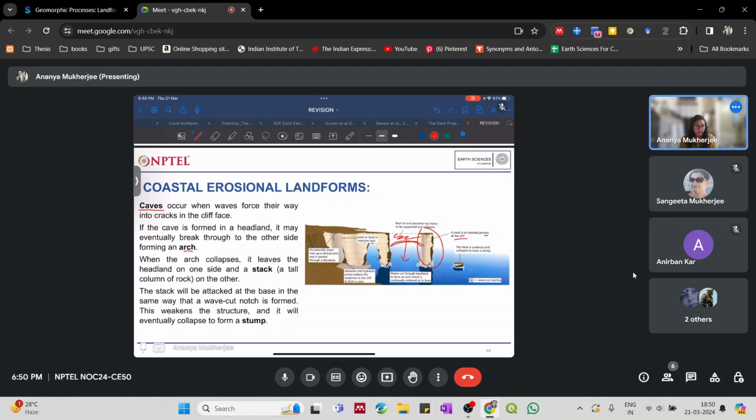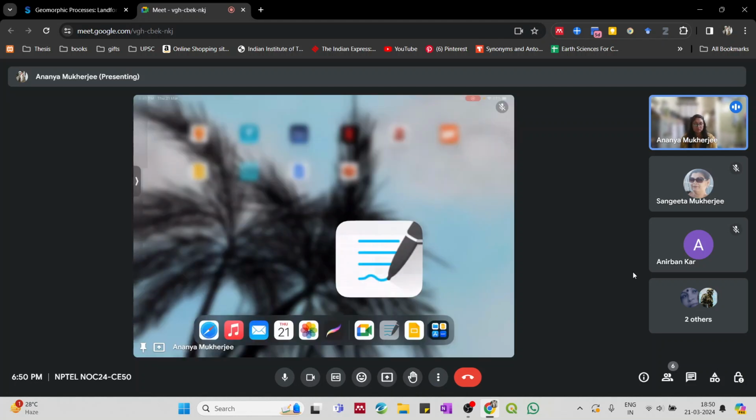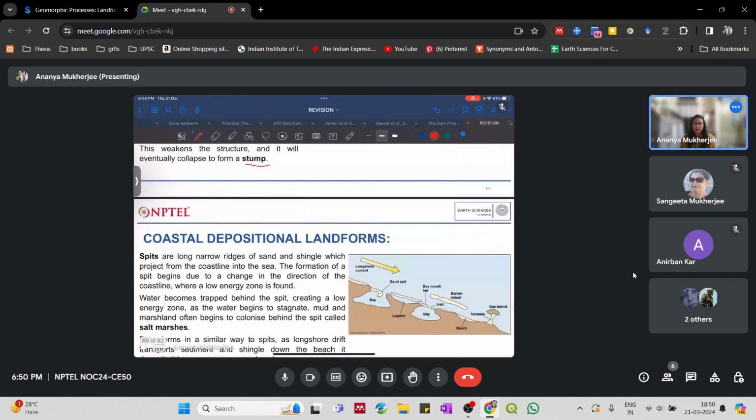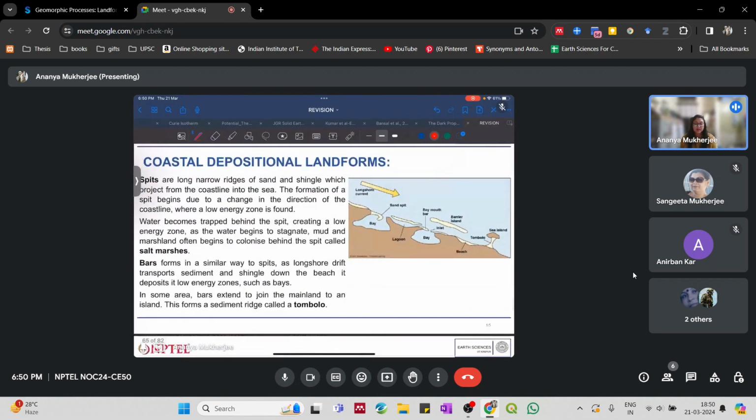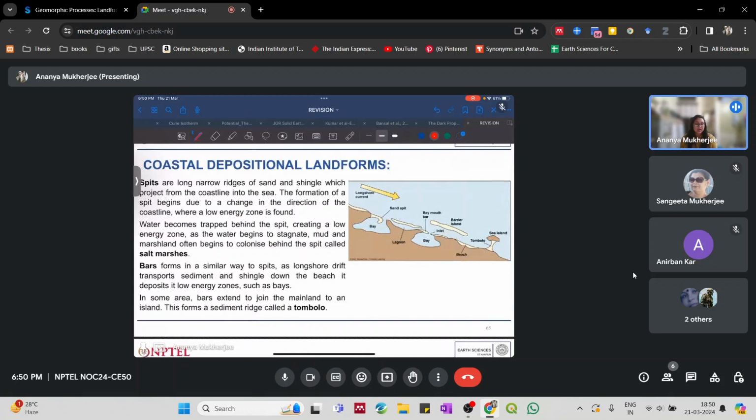Sometimes if this stack gets eroded from the bottom part, what happens is this part cannot be held on anymore, and it will fall, and what it leaves is a stump. So that too is an erosional feature related to the geomorphic processes. Then, depositional landforms: you have spits and sandbars.